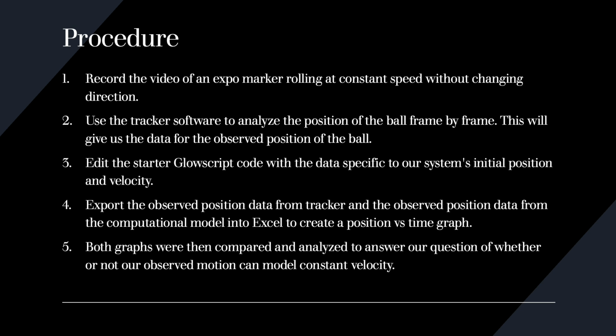Then, we edit the starter GlowScript code with the data specific to our system's initial position and velocity. Then, we export the observed position data from Tracker and the position data from the computational model into Excel to create a position versus time graph. Both graphs were then compared and analyzed to answer our question of whether or not our observed motion can model constant velocity.